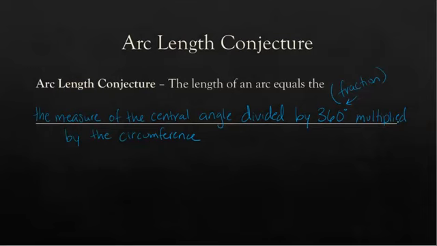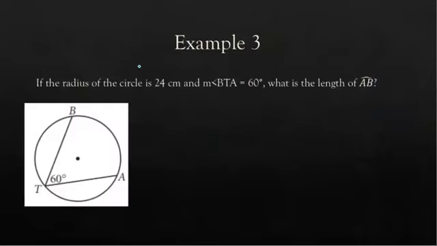Let's look at a few more examples that might be like ones in your homework. The radius of the circle is 24 centimeters. And the measure of angle BTA is 60 degrees. That's this inscribed angle over here. What is the length of AB? So we were not given the central angle, we were given the inscribed angle. Do you remember how to find the arc length when you have the inscribed angle? It's twice, so this is 120 degrees.